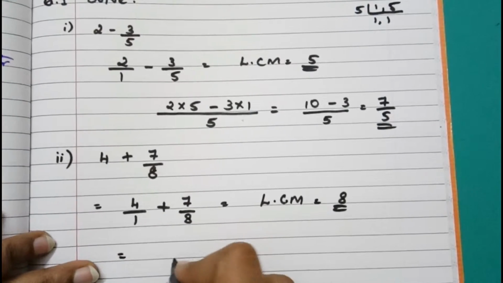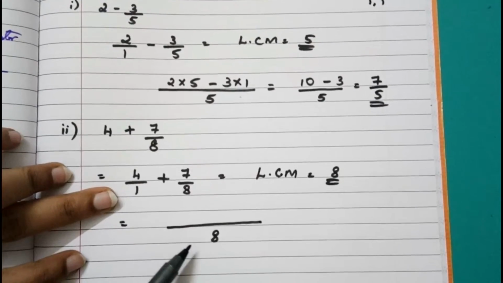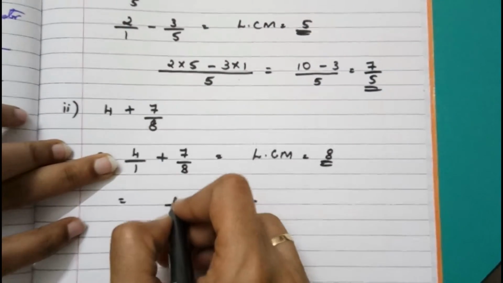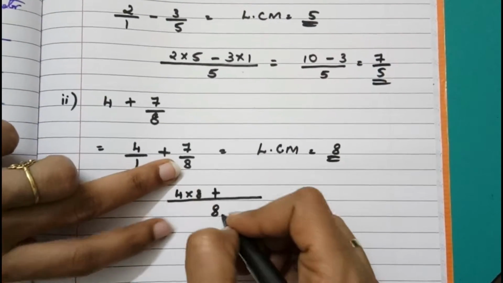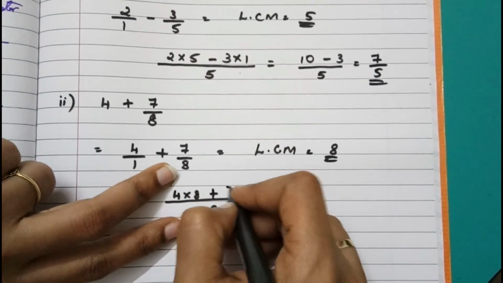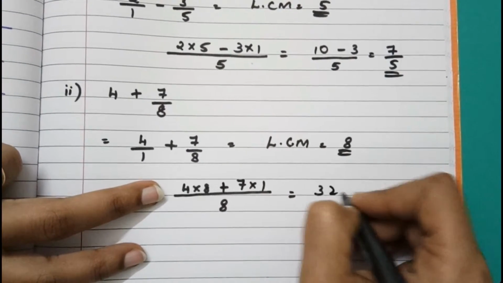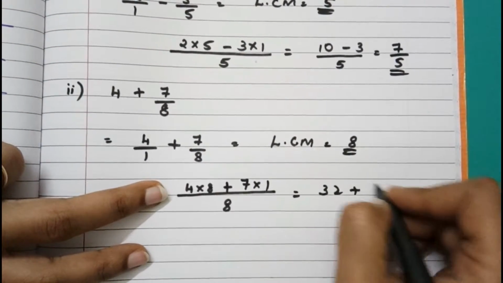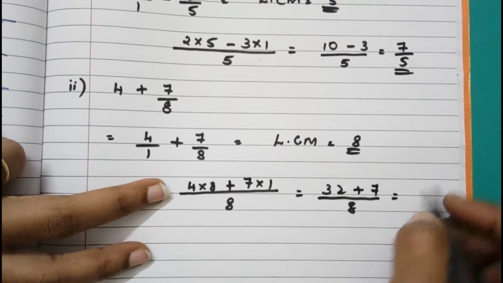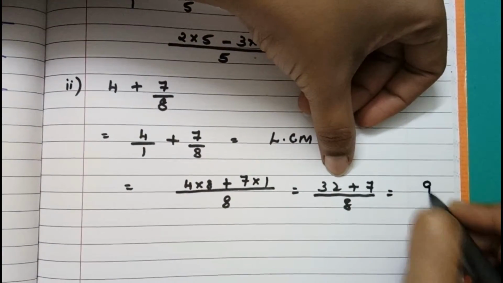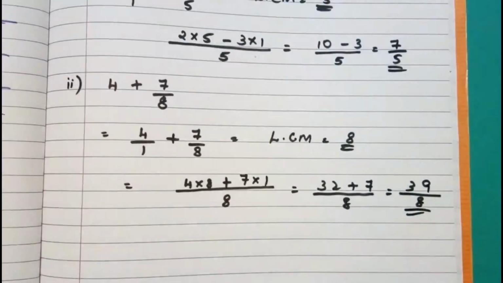Now calculating that, LCM being 8, 1 will go in 8 how many times? 8 times. So we have to multiply that with this number, 4 into 8, plus 7. 8 will go in 8 how many times? 1 time. So 7 into 1. Clear? 8 4s are 32 plus 7 1s are 7, by 8. Now 32 plus 7 is 39. 39 by 8 is the answer.